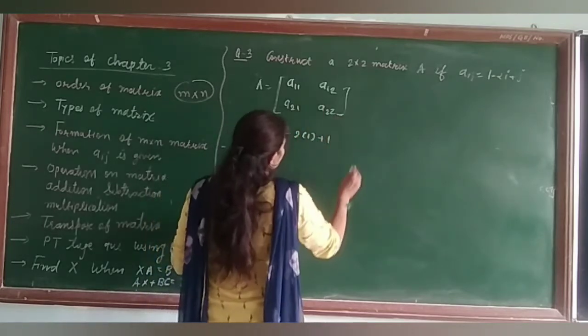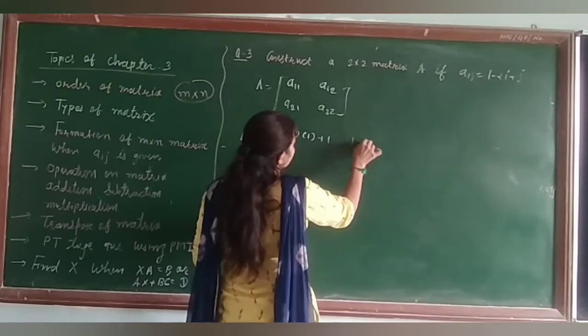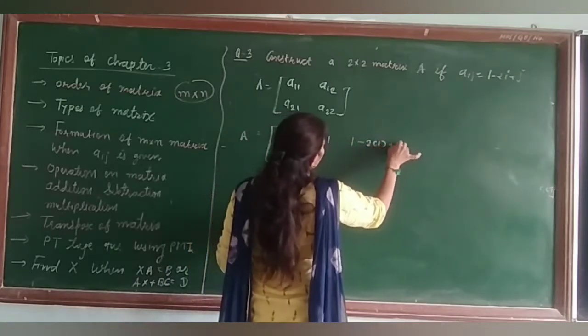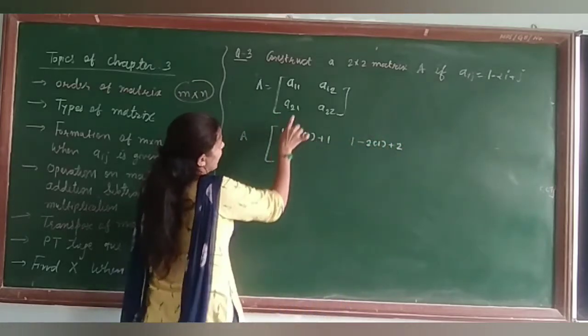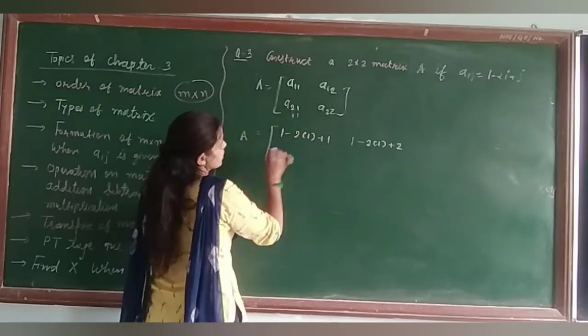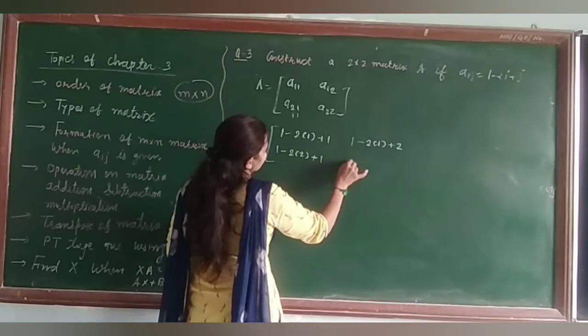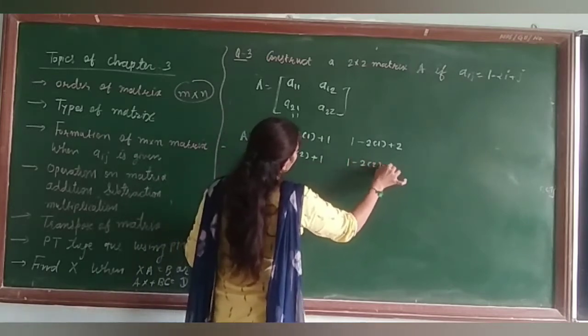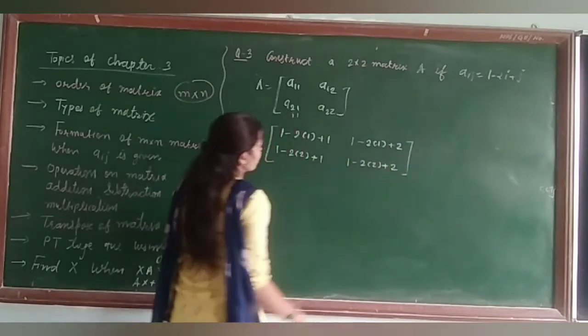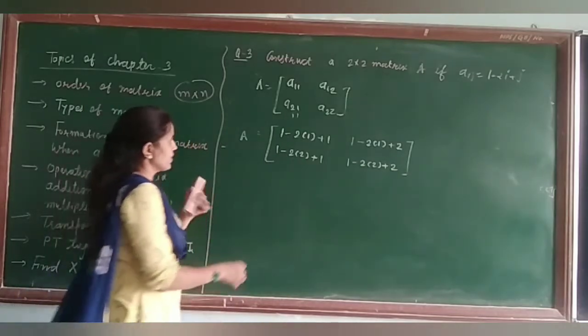A1, A2. So how do you write it down: 1 minus 2, 1 plus j, that is 2. This is i, this is j. So 1 minus 2 into 2 plus j, 1 minus 2 into 2 plus j, that is 2. Right, so like this we have it done.